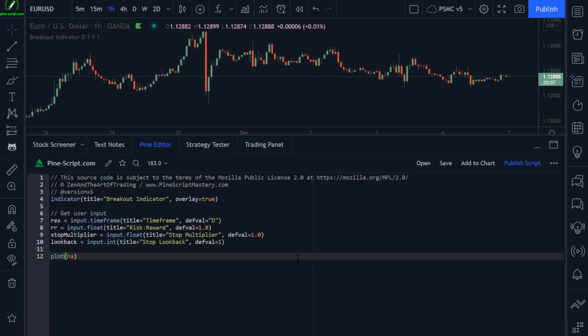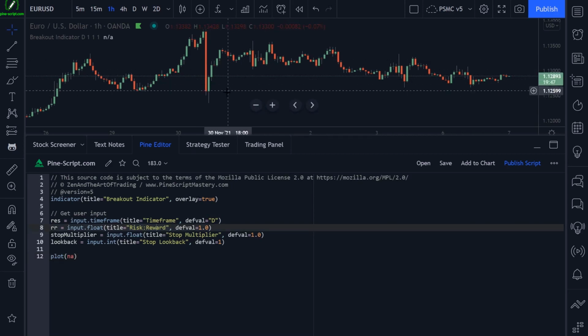So here I am with an almost blank script. All I have here is some user input that we're getting. We're getting a time frame resolution. By default, it's going to be the daily chart. This is the time frame we are going to reference for our previous highs and lows to determine if we have a breakout. We have our risk reward profile for trade setups that are detected.